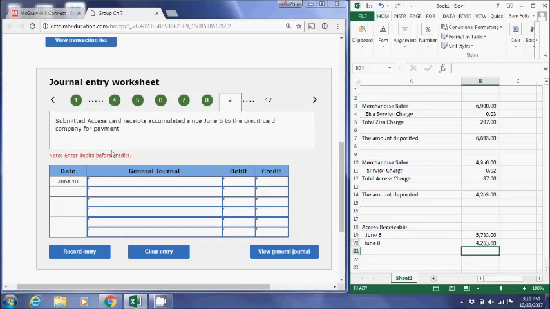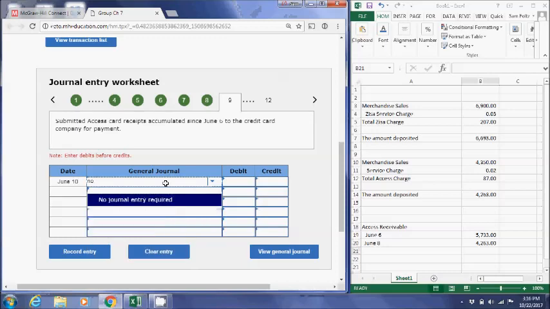Here we are, June 10th. We submitted the Access card receipts accumulated since June 6th to the credit card company for payment. It means that we've sent these two receipts now to Access, and the question is, what entry are you supposed to record? Well, if I think back, I've already recorded the sale. I've already recorded the cost of goods sold. The only thing I haven't recorded is the cash, but I don't have cash yet. And this is that one entry in which we had some foreshadowing. This is going to be a no journal entry required. All we're doing is mailing out some receipts to Access, asking them to pay us. No journal entry required for number 9.